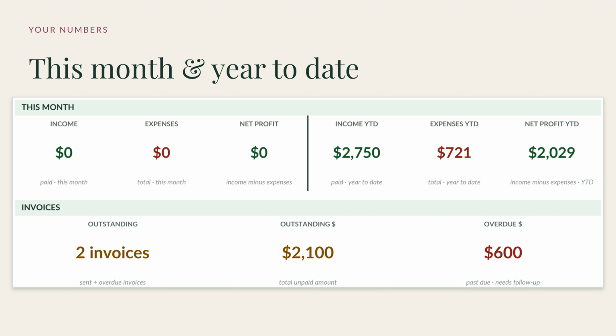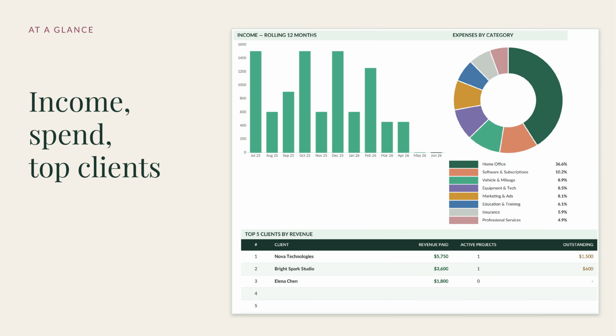Net profit is income minus expenses, and it is calculated for you automatically. Below, you can see your outstanding invoices, including those that are overdue, acting as a clear to-do list for your follow-ups. At a glance, you can see your income trends, your expenses categorized by type, and your top clients by revenue. This data updates automatically whenever you log information in the other tabs, keeping your insights current at all times.